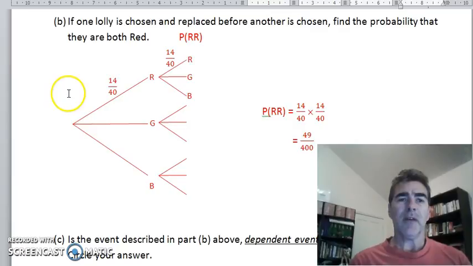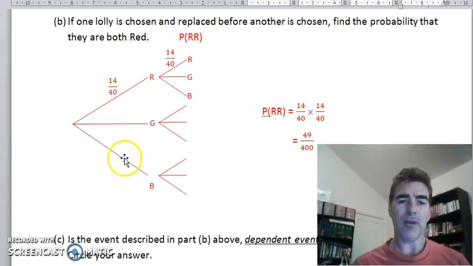Part B, if one lolly is chosen and replaced, meaning it's put back in before the next one's done, find the probability that both are red, so probability of a red. Now you'll notice here in my solution, I haven't completed the whole thing because I haven't really needed to. I want probability of red and red, so first of all we could choose a red, green or blue lolly out of the container, where 14 out of the 40 are red. I haven't needed the green or the blue because I'm choosing a red first.